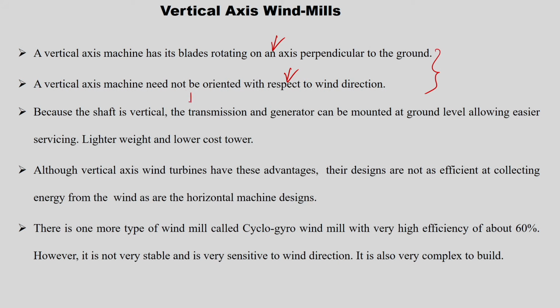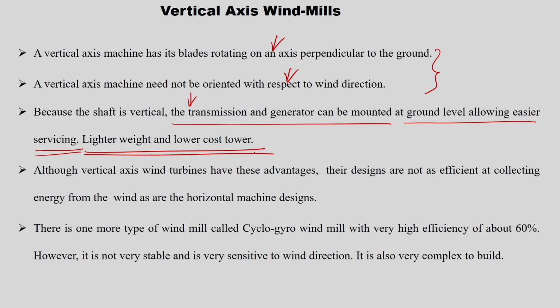Because the shaft is vertical, the transmission and generator can be mounted at ground level, allowing easier servicing. For horizontal axis machines, you are supposed to keep it at a higher height with a supporting structure, but one advantage here is that because the shaft is vertical, you can have the transmission system as well as the generator at ground level itself, and a lighter weight and lower cost tower.